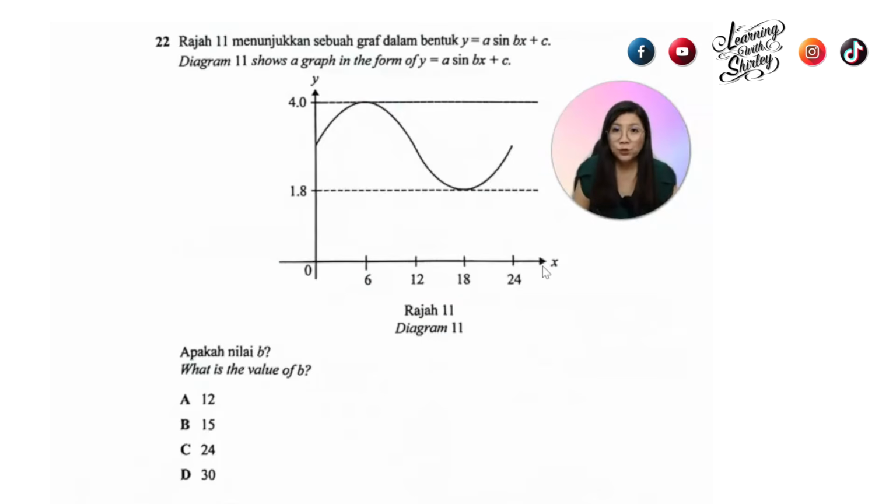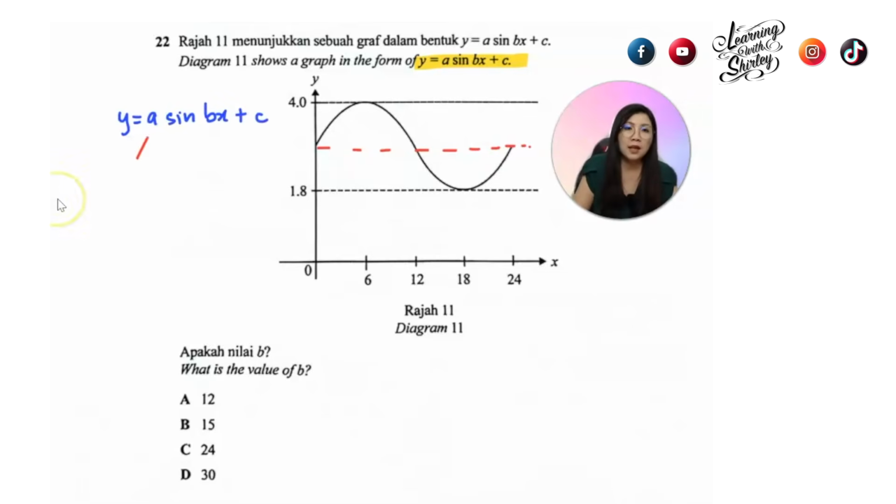Let's look at question number 22. Diagram 11 shows a graph in the form of Y equals, let me highlight this, Y equals A sine Bx plus C. So this is a sine graph. You see the shape? This is one cycle. So it's Y equals A sine Bx plus C.